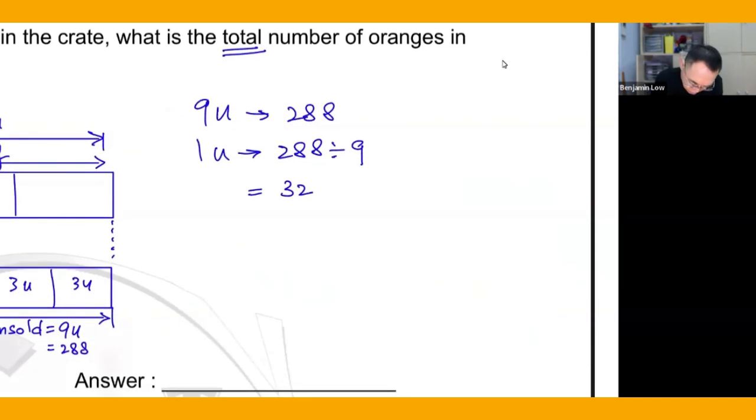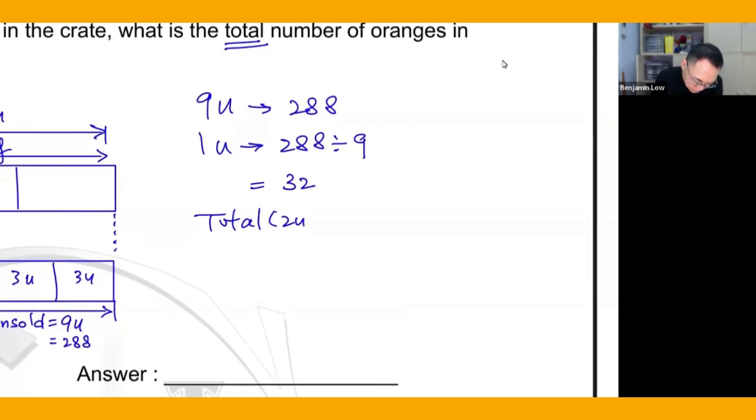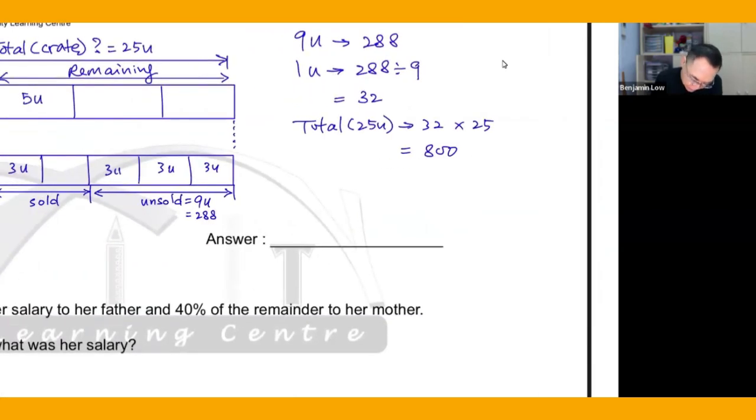So total is 25 units. And 800? Okay. Very good. So 32 times 25 is 800 oranges at first. And that's it for this question.